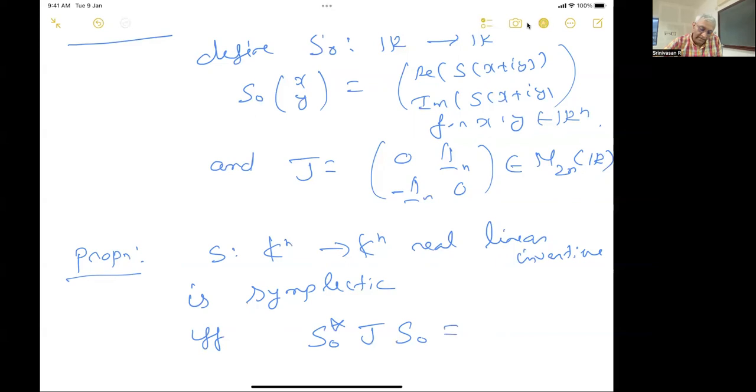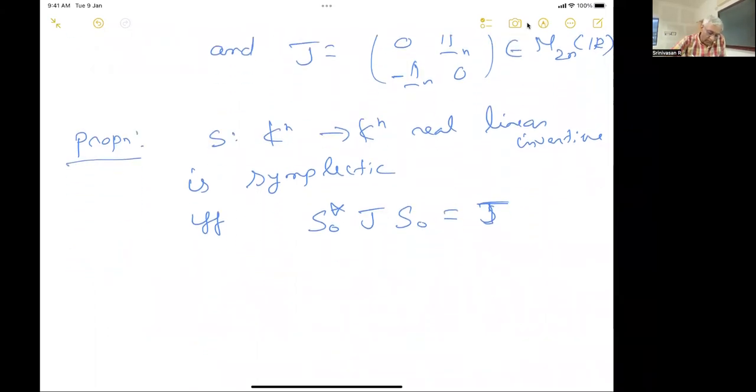J equal to J. You remember there is a minus again. This is an off diagonal matrix with the identity and minus identity here. So it preserves the inner product if and only if this happens. This is very easy to prove.